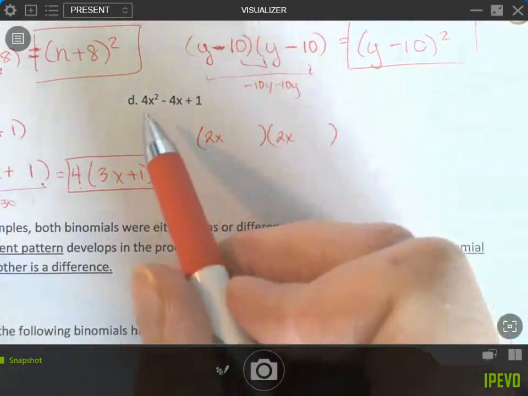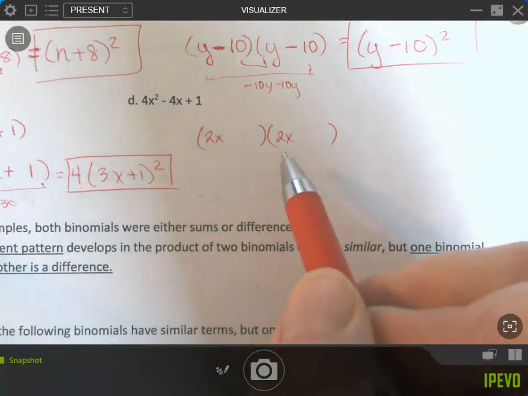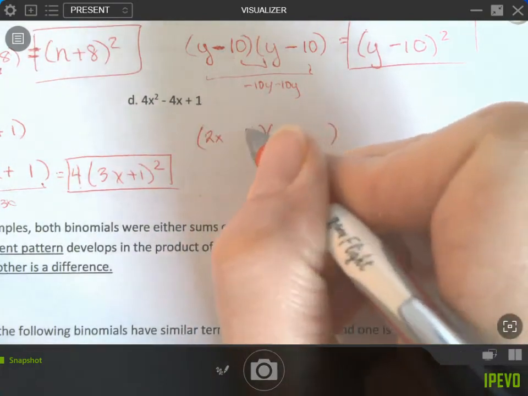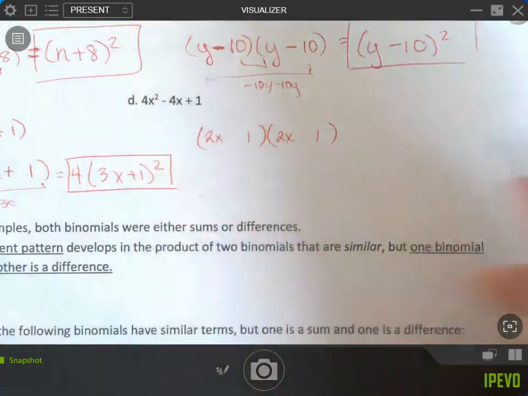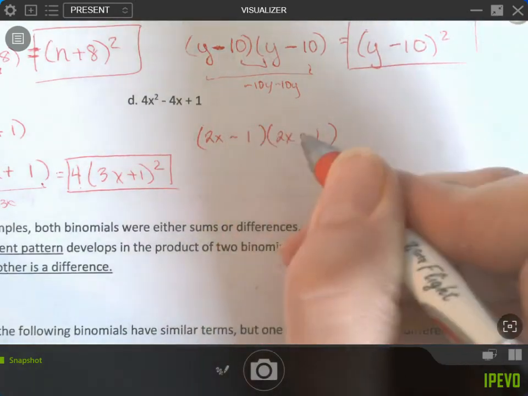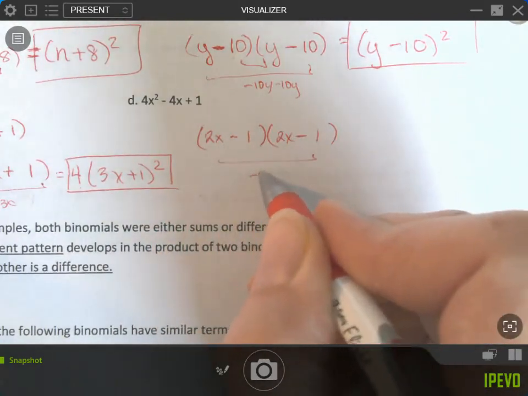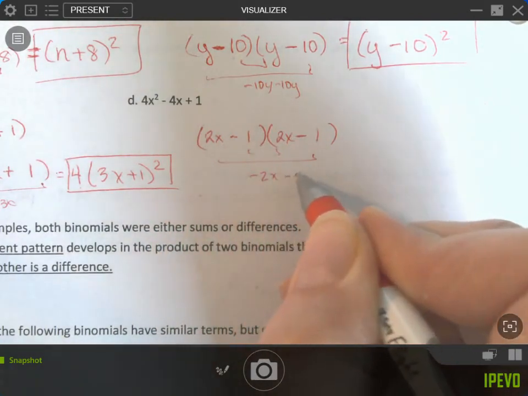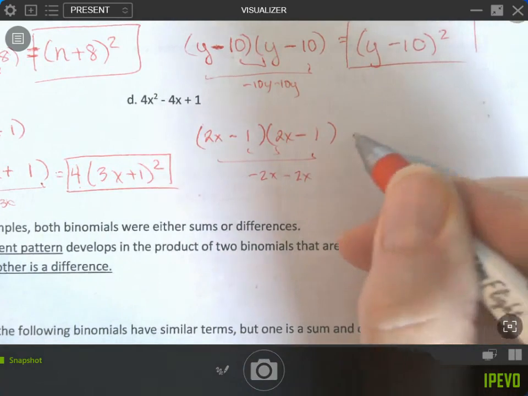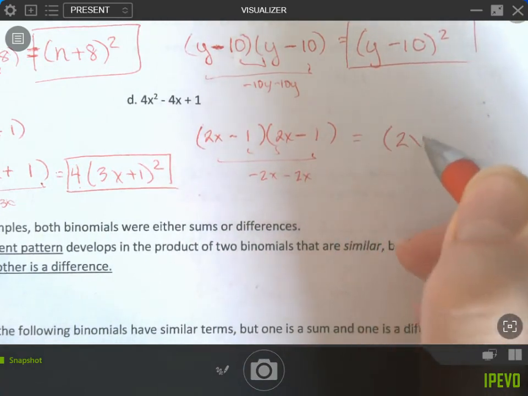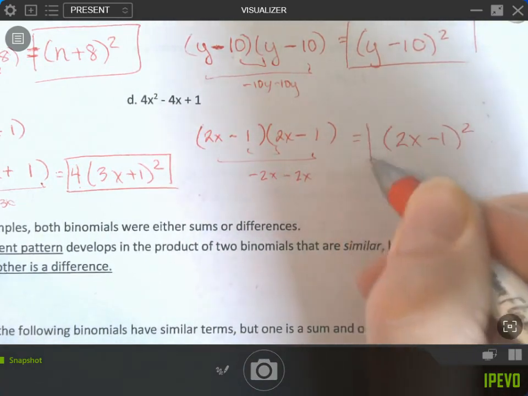All right, so we have this 4x squared we broke down to 2x times 2x. To get the last term 1 times 1, what kind of signs do we want? Negative. We want two negatives. A negative times a negative is going to give me that positive 1. The outside is a negative 2x, and the inside is a negative 2x. So no GCF here. Final answer, the quantity 2x minus 1 squared.